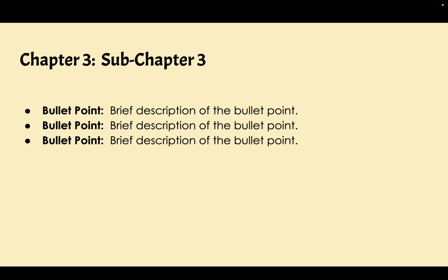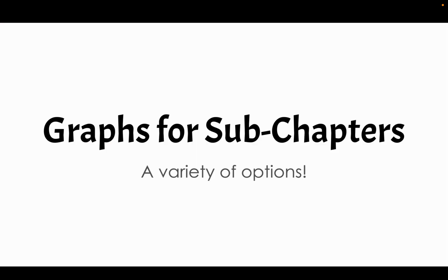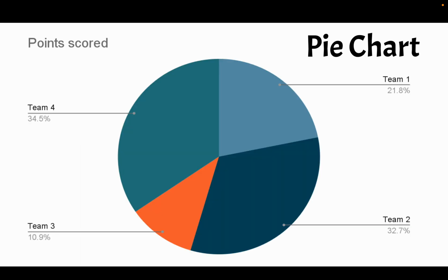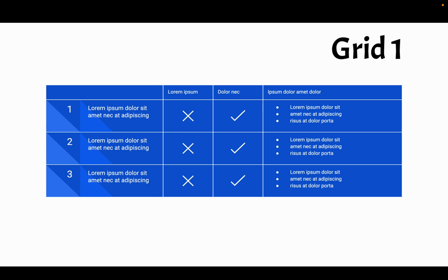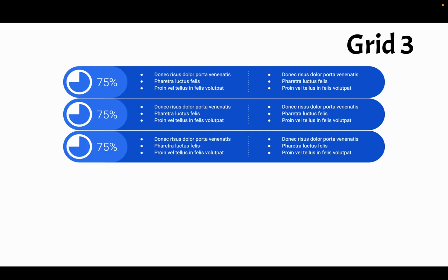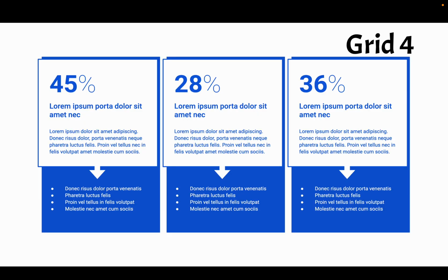The idea is you introduce all of the titles to those chapters and sub-chapters before you teach about them so that they get to see it twice and they'll learn it better. Here are a variety of graphs that are available for all of your sub-chapters when you're delving in more deeply. There are a variety of options. Pie charts, line charts, column charts, bar charts, grids, grid 2, grid 3, grid 4.